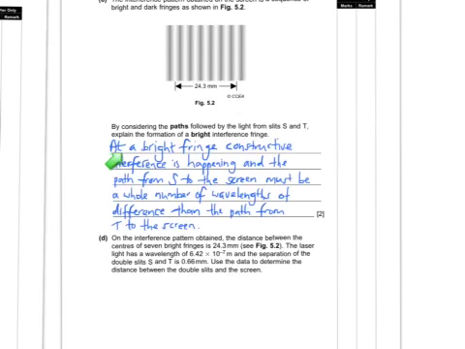There it is again. At a bright fringe, constructive interference is happening. So our crest meeting crest, troughs meeting trough, etc. And the path from S to the screen must be a whole number of wavelengths of difference than the path from T to the screen.